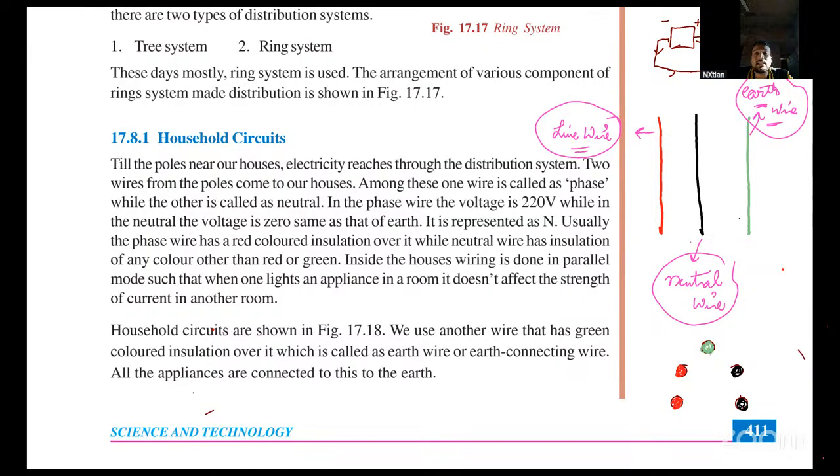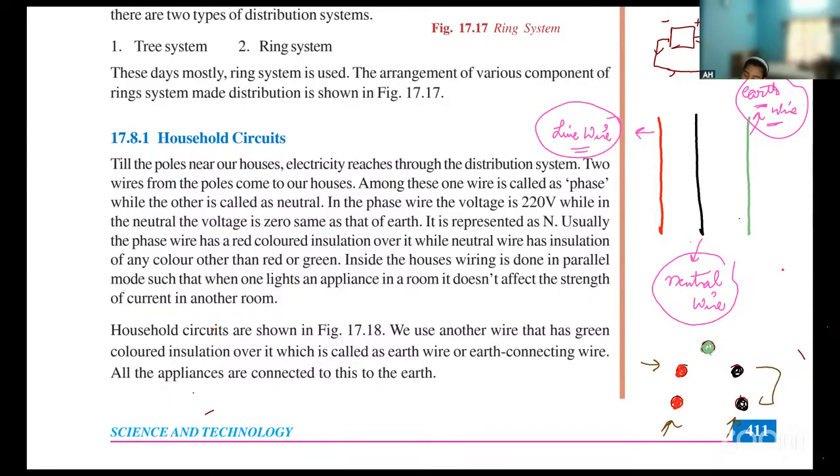So for example, if I put my charger in it, I will put one pin in this and one in this. Then only the charger will work. If I put one in this and another in this, then both are live wire, and the charger will not work at all. If I put it in both black wire, the charger will not work.